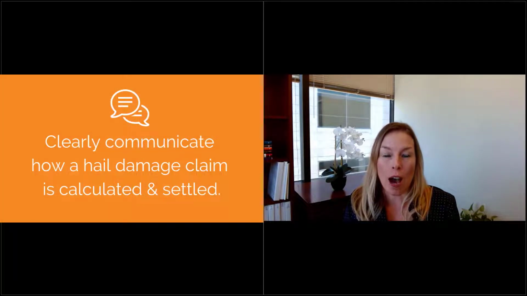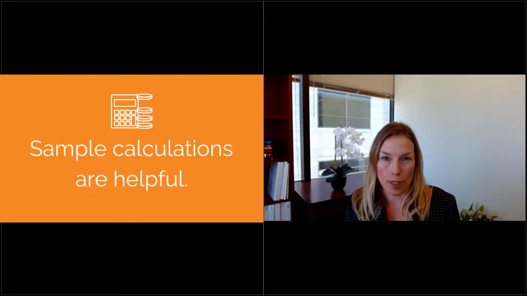The agent's defense in any type of claim like this is that the client has been clearly communicated with how a hail damage claim would be calculated. And if you have an example of that, that's always helpful, so it's clearly defined. And then how it would be settled. So what are the carriers going to look at for that?